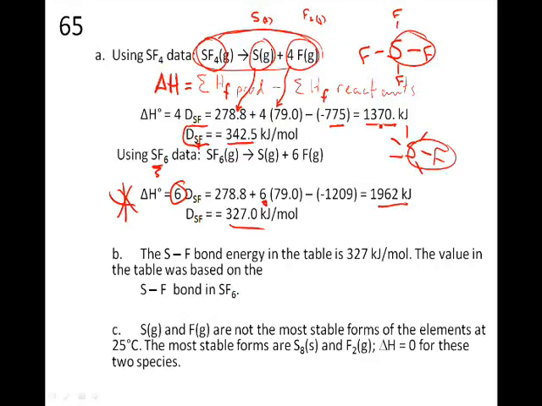And question C for number 65, why are the change in enthalpy values for sulfur and fluorine not equal to 0? Well, it's because they're not in the standard state. They're not the most stable forms of the elements at 25 degrees Celsius. The most stable forms are sulfur as a solid, which is S8, and F2 as a gas. Now the change in enthalpy for these two things would be 0 for those species.